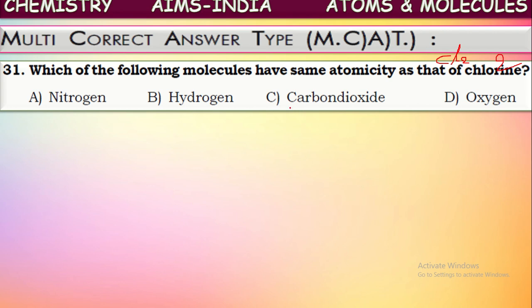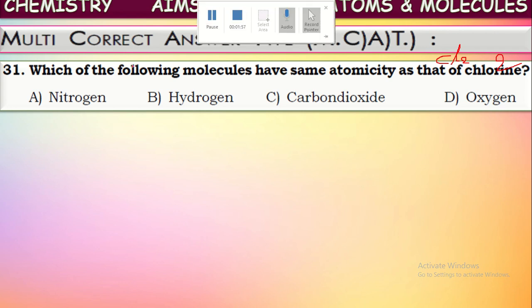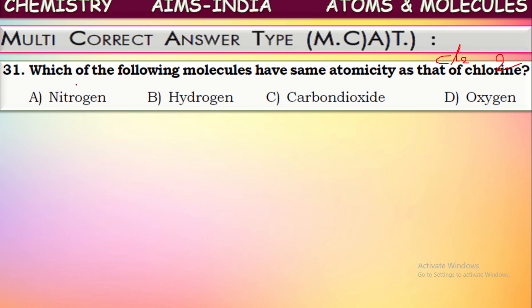In the given options, which elements have atomicity 2? Those will be correct answers, isn't it? See the first one, nitrogen. The molecular formula of nitrogen is N2. So in nitrogen also there are only two atoms. Now we can say the atomicity of nitrogen is also 2. What about hydrogen? We write the molecular formula of hydrogen as H2. So its atomicity is also 2.